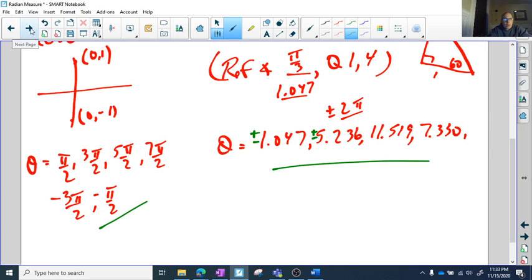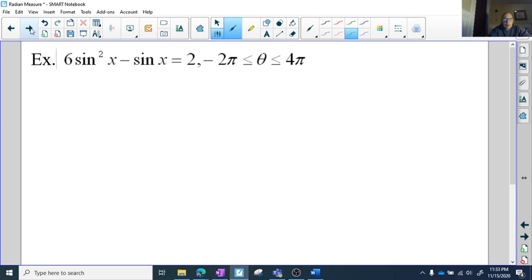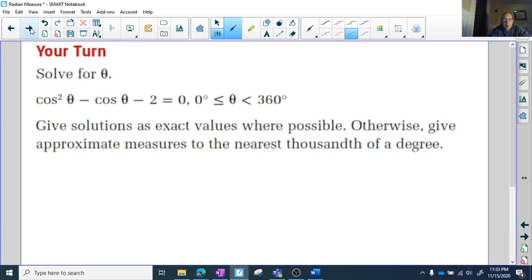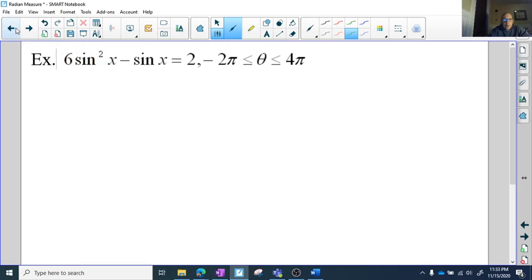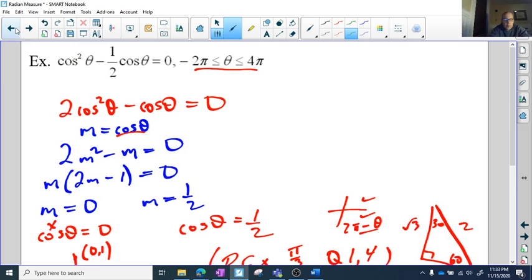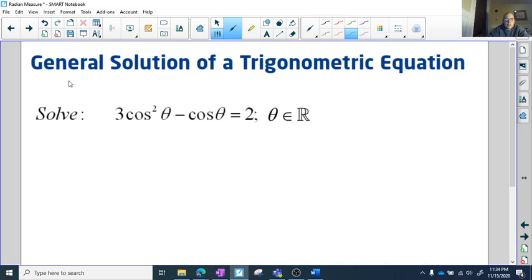The last thing I want to look at is how we get what they'll sometimes ask for, the general solutions. So I haven't given you any specific domain here, other than I said theta could be any real number. That means positives or negatives in both directions and forever. Well, obviously we can't write those all out. So what we have to do is we just solve them the same way.